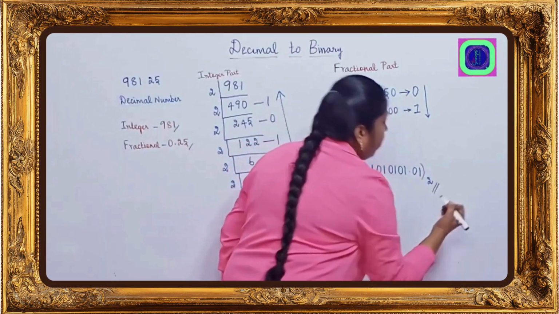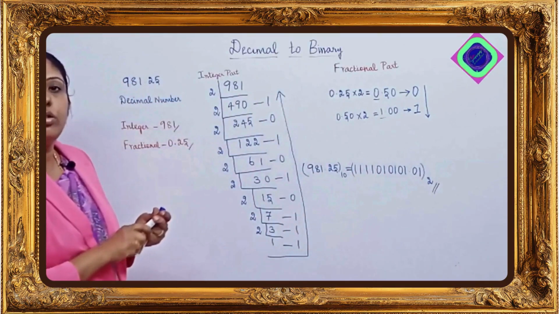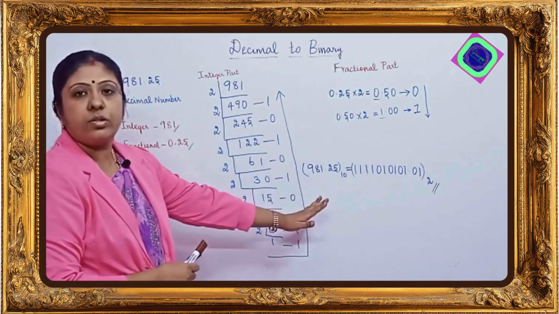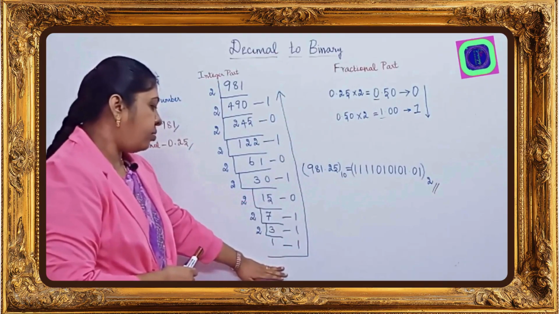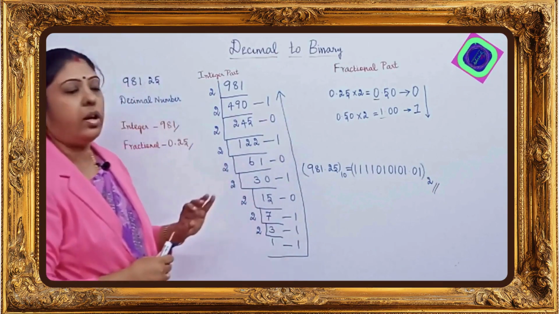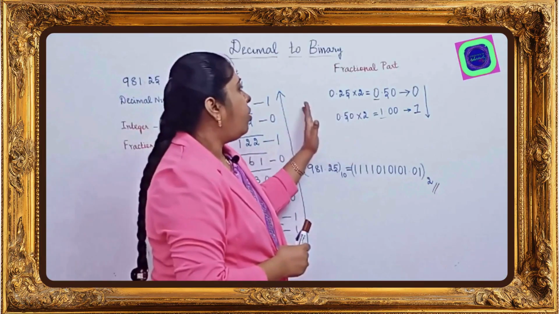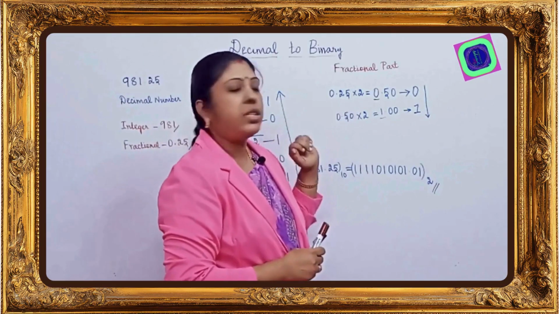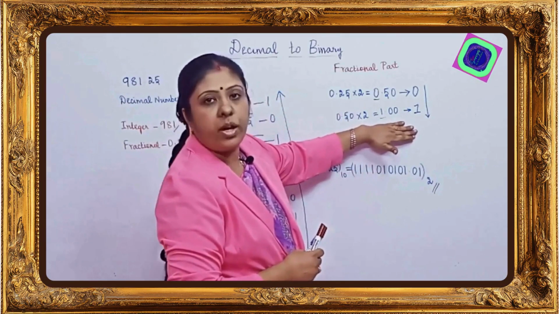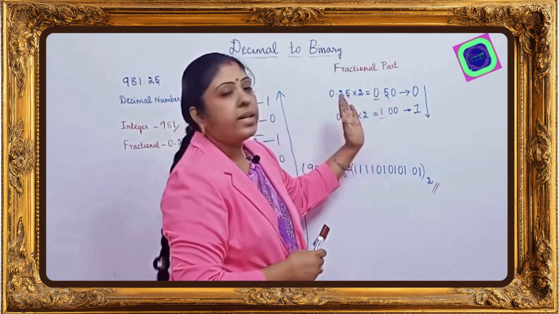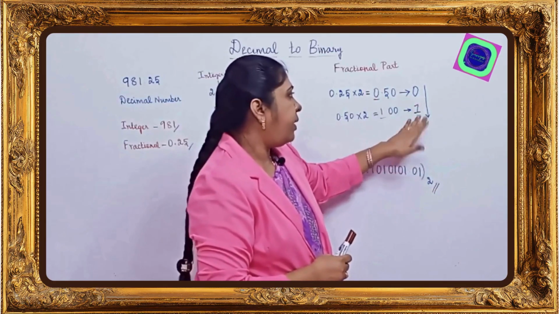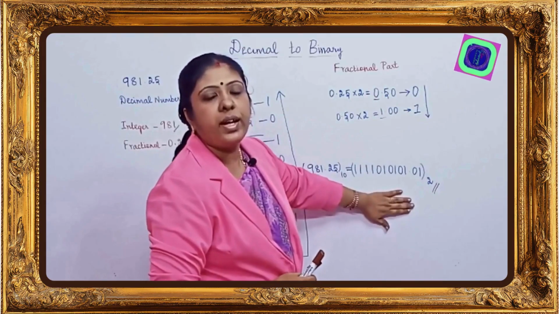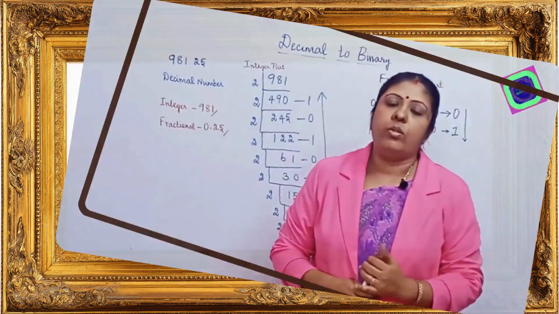981.25. So in this we have to remember 2 steps. When considered as the integer part, it has to be continuously divided by 2. The remainders have to be noted and the resultant quotient has to be written from the bottom to the top. Again for the fractional part, you have to multiply the fractional part 0.25 by 2. The iteration can be stopped when we reach a fractional part of 0.00. The resultant integer parts are collected separately and have to be written from the top to bottom, and this is the final answer we arrived at.